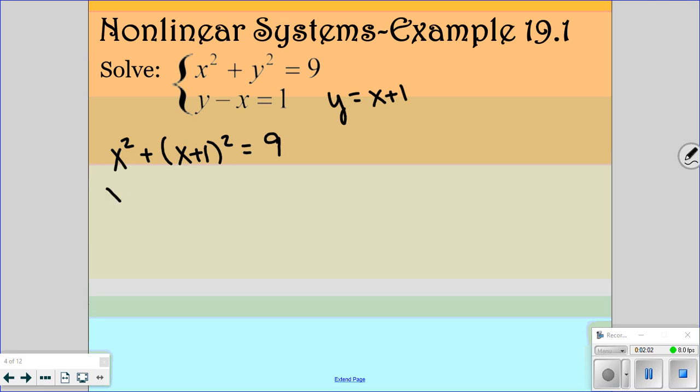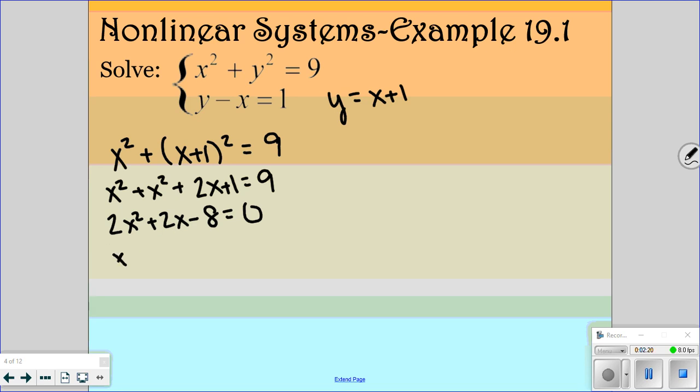From there, you're going to distribute. And then I'm going to move everything over to the left side and combine my like terms to make it 2x squared plus 2x minus 8 equals 0. So I can divide by 2 here, and I have x squared plus x minus 4 equals 0. That does not factor, unfortunately. If it did factor, then you would factor it to find your x values. Since it does not factor, we're going to have to use the quadratic formula.